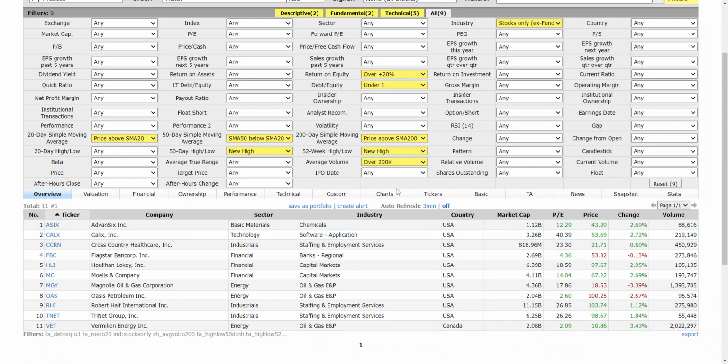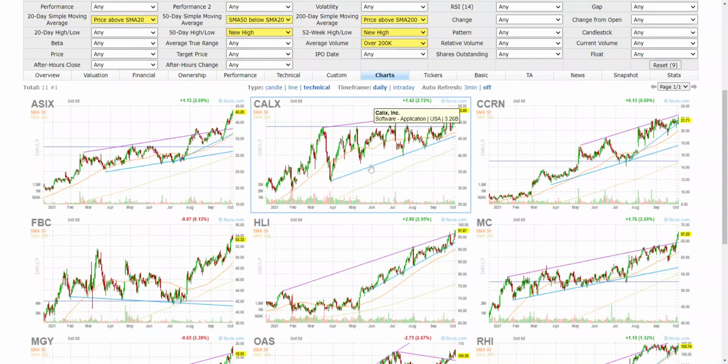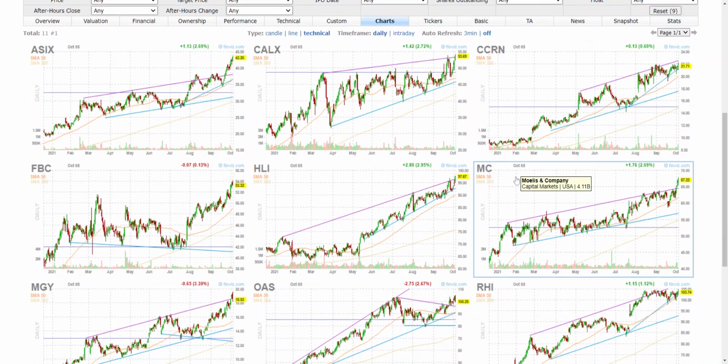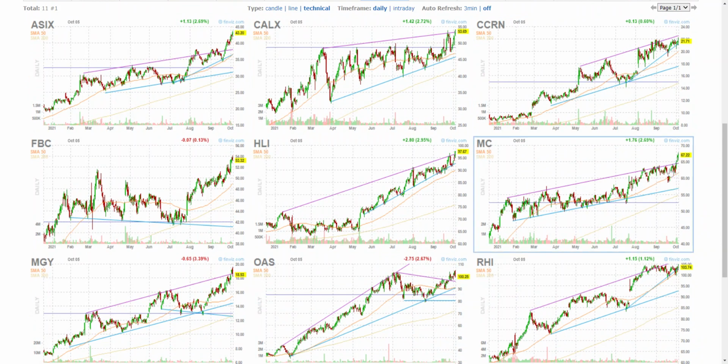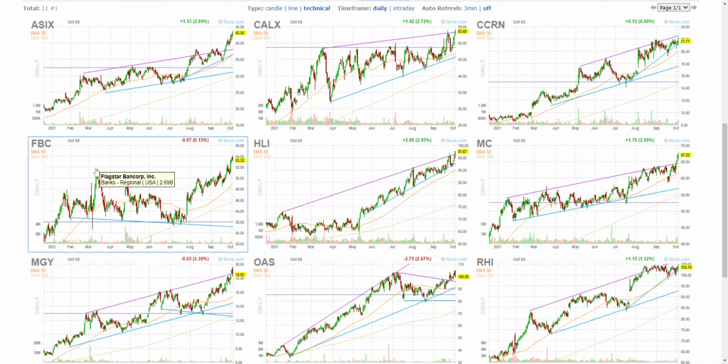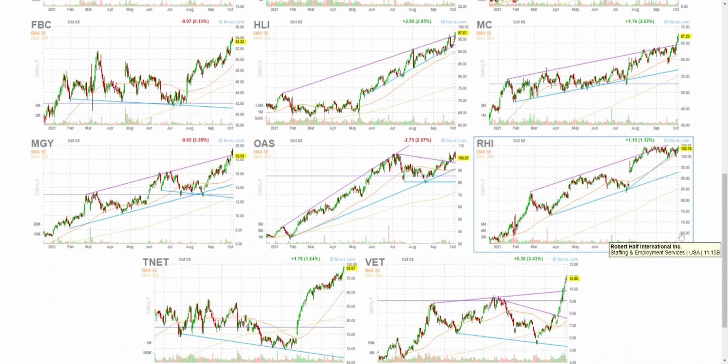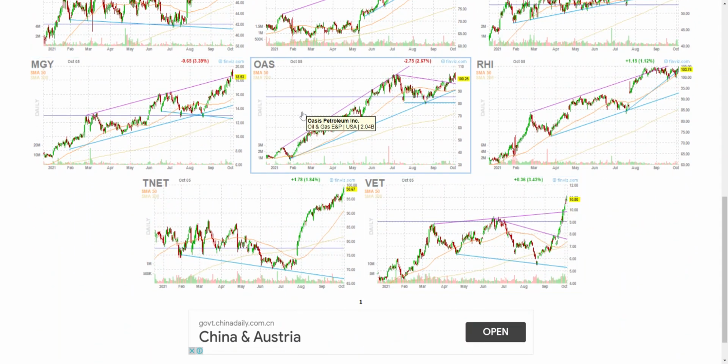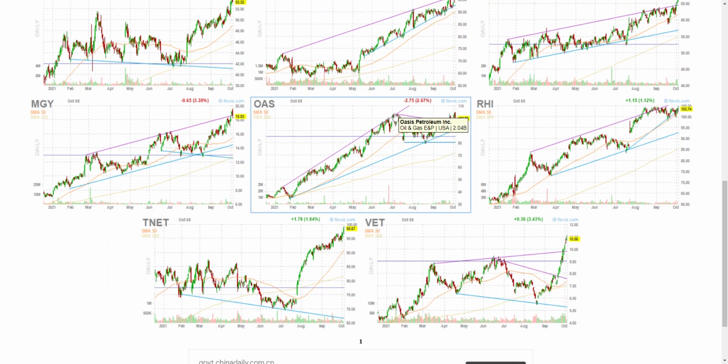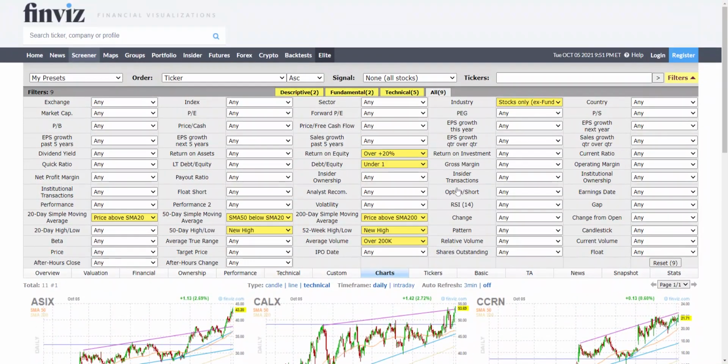That's about it for this video. You can go ahead and see the breakout charts. As you see, this all broke out. This also broke out too. Every single stock that we see right here is on track to break out to that high right here, the 50-week high. So yeah, you can go ahead and try it for yourself.